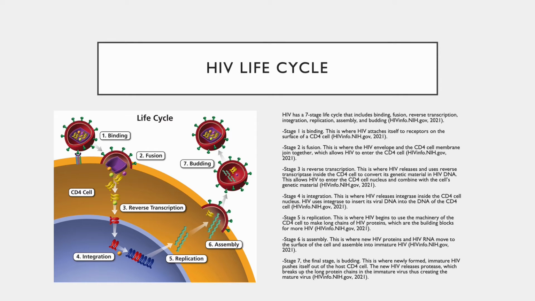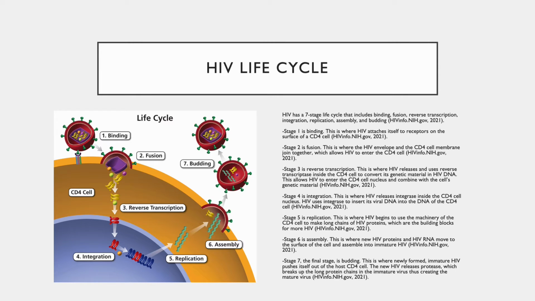Stage 5 is replication. This is where HIV begins to use the machinery of the CD4 cell to make long chains of HIV proteins, which are building blocks for more HIV. Stage 6 is assembly. This is where new HIV proteins and HIV RNA move to the surface of the cell and assemble into immature HIV.